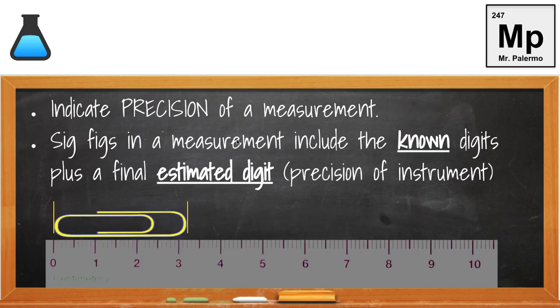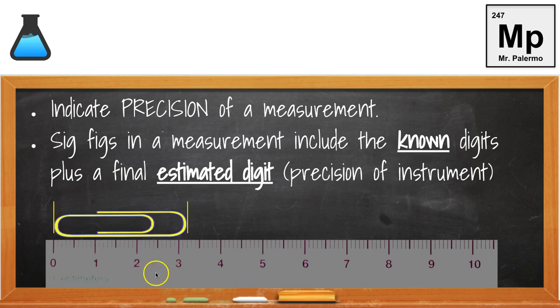So for example, if we're trying to measure the length of this paperclip using this ruler, this measuring device has an inherent amount of precision. Some devices are more precise and some are less precise. So significant figures indicate the precision of a measurement. So when we make a measurement, the sig figs that we have include what is known as the known digits and then a final estimated digit. And that estimated digit is the precision of the instrument.